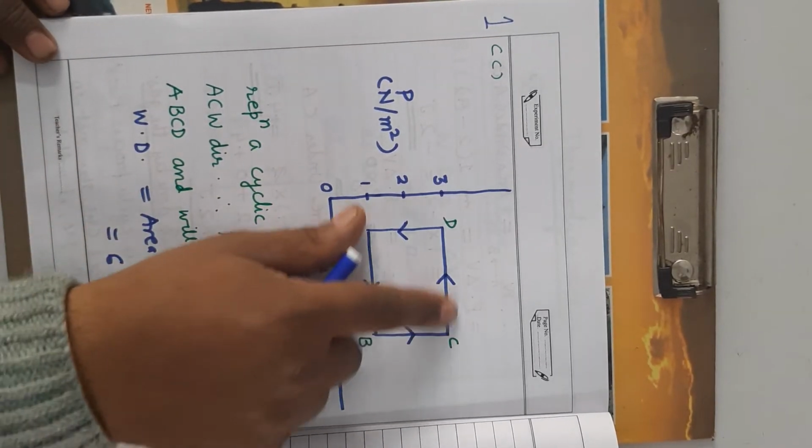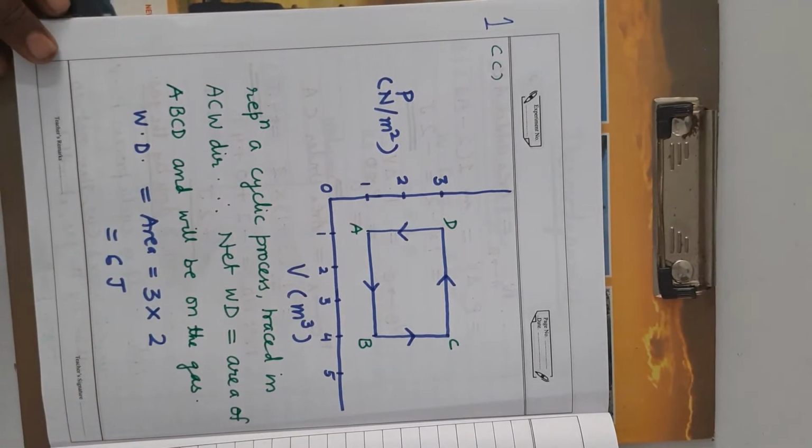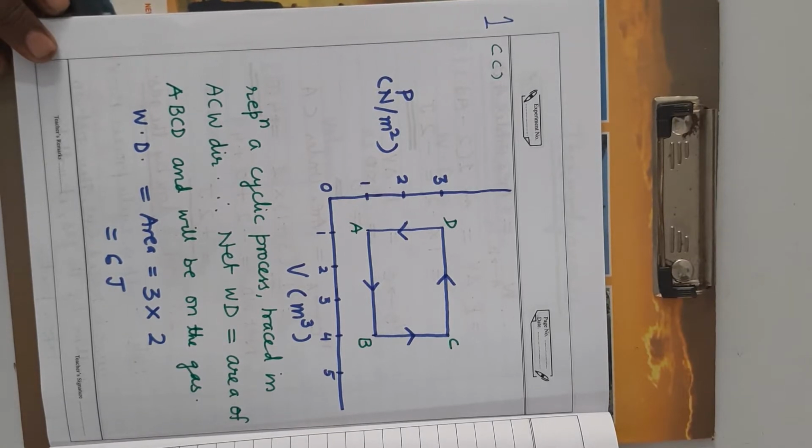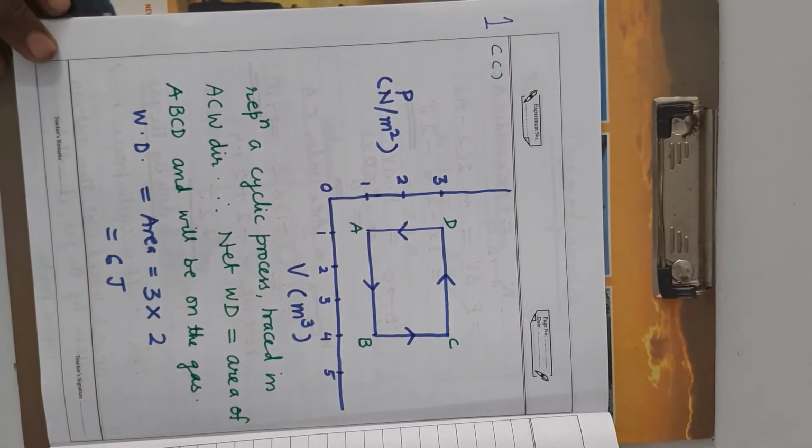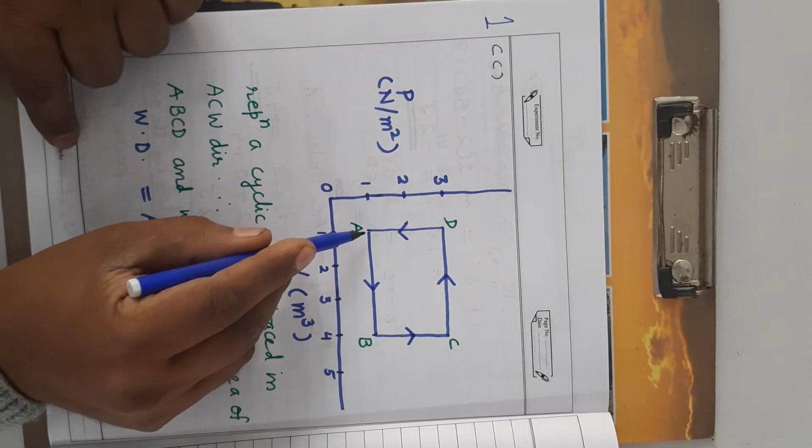And it is in what shape? In rectangular shape. Therefore, it is the PV curve of a cyclic process. And in this case, what will be the net work done? Equal to this closed area. How will you find this closed area? It is in rectangular shape, so length into breadth. Length will be equal to AB.